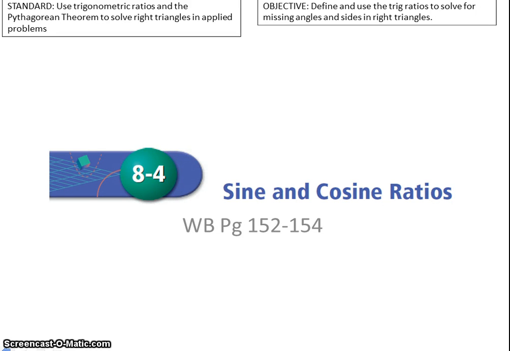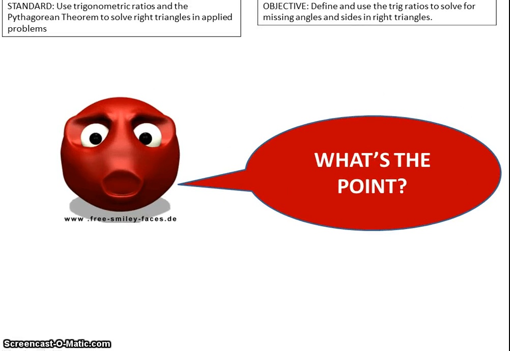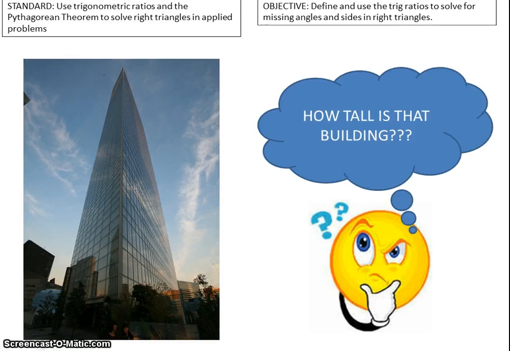This is Chapter 8 for the sine and cosine ratios. Now, what's the point of learning about sine and cosine? Well, the whole point of it really is to determine how tall things are or how long things are that we don't really have a way of measuring.